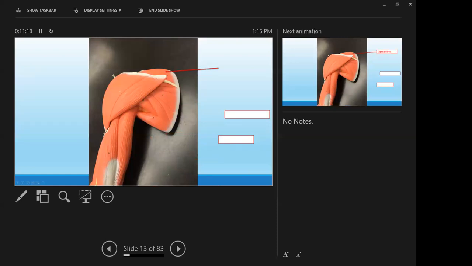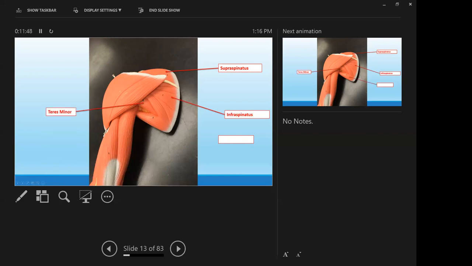Now, this is one of the rotator cuff muscles. This is the supraspinatus. The supraspinatus is located in the supraspinous fossa, that flat area above the spine of the scapula. There's the infraspinatus in the infraspinous fossa. And directly below the infraspinatus is the teres minor.